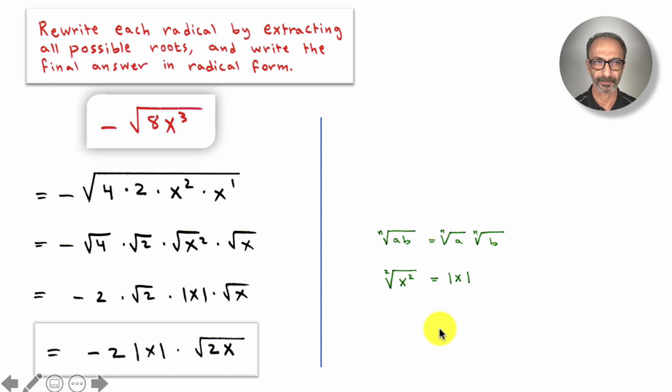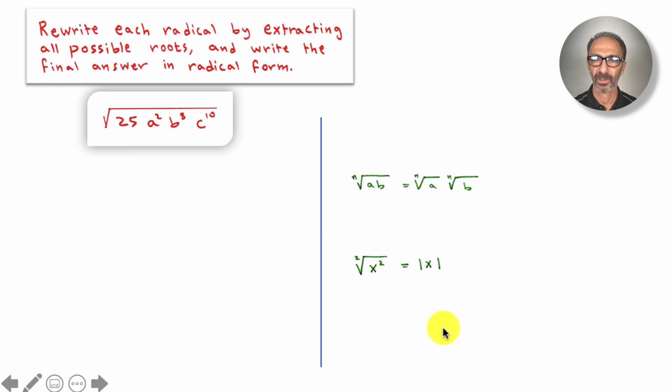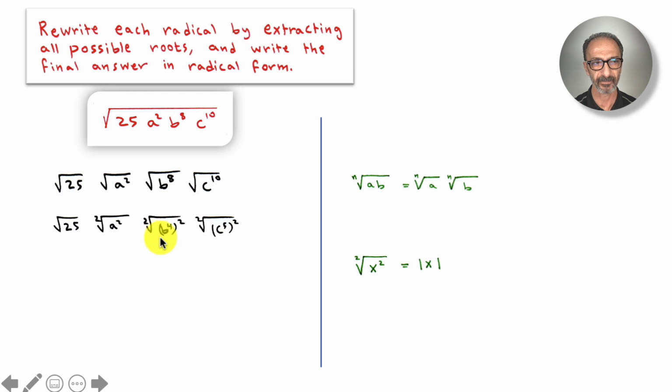Next, square root of 25 a to the second, b to the 8th, c to the 10. Let's use this rule again and split them. This is the second degree, square root of a to the second, which is absolute value of a, that's a 5. That could be written as the concept of 2 here and 2 inside, but b to the 4th to the second, c to the 5th to the second, so I could use the absolute value.